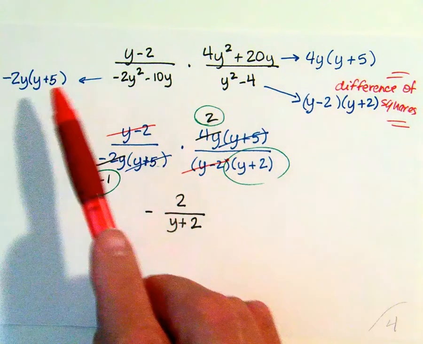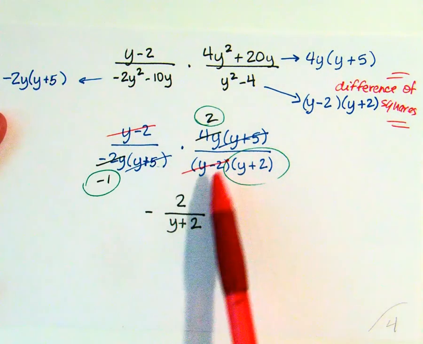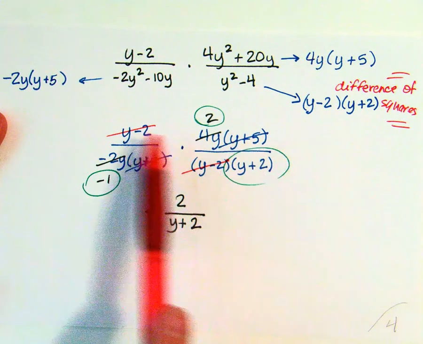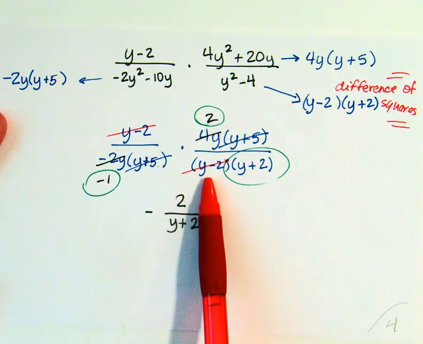Here I factored out the common factors. And now I put it down here, and I cancel. Y minus 2, y minus 2.